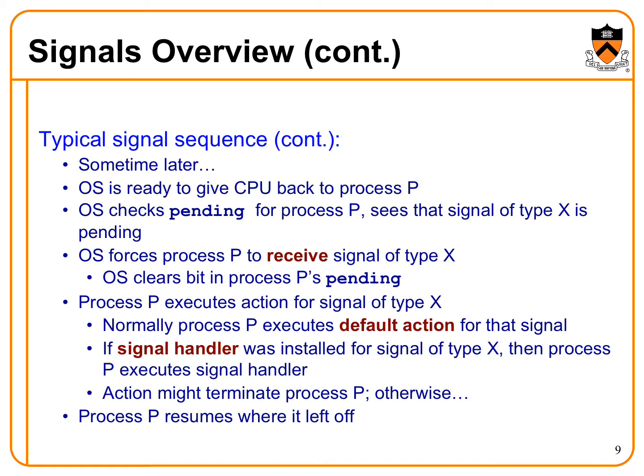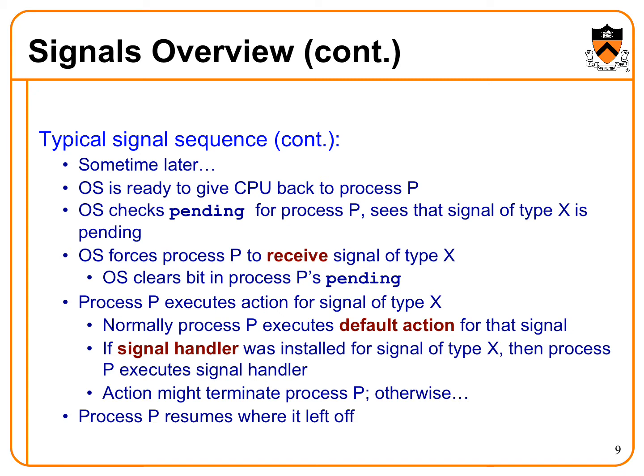Sometime later, P will resume processing. Oftentimes this is actually immediately, as signals typically are notifications that should be handled immediately. So the OS would have good reason to context switch back to P so that it can receive the signal. But whenever it is, the OS notes the status bit for process P, notifies P that the bit was set, then clears the bit and triggers P's signal handler.